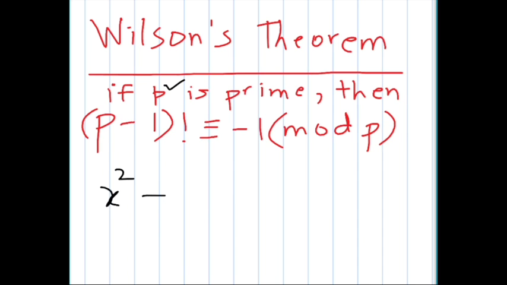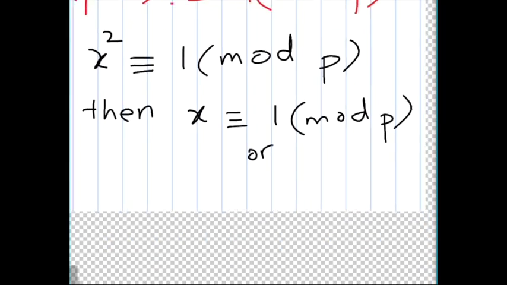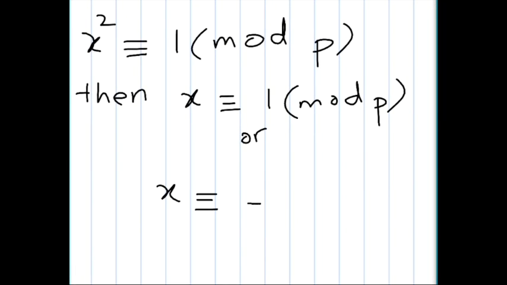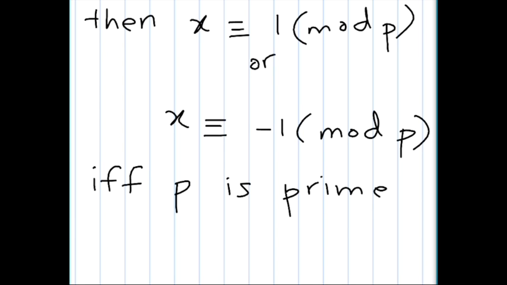if x squared is congruent to 1 mod p, then x is either equal to 1 mod p or x is congruent to minus 1 mod p. Okay, so this is only valid if p is prime. Okay, so let's see what it means.